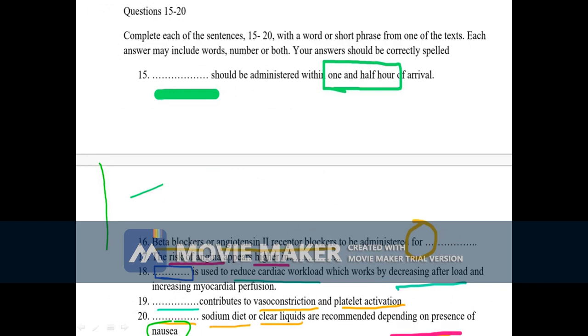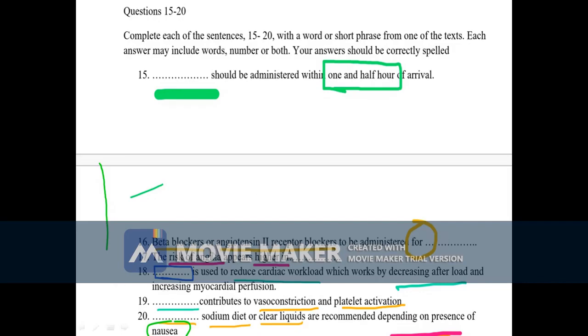Then we will move to questions 15 to 20, which are fill in the blank type questions, and we will start reading them. A dash should be administered within half an hour. So in the previous question they asked about within 30 minutes, and here they are asking about what should be administered within 1.5 hours after arrival. So also keep this in mind.